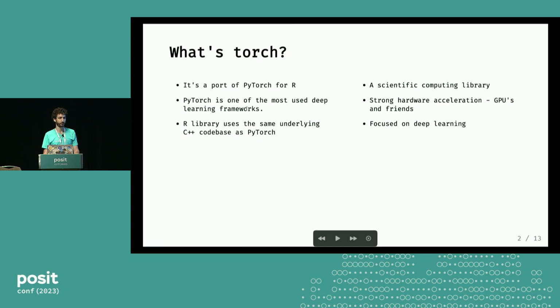So Torch is a port of PyTorch for R, and it's essentially a scientific computing library providing a consistent API for computing on arrays and matrices. But it has strong support for hardware acceleration, so you can run these computations on your GPU to make them much faster. And it also has a built-in automatic differentiation system in the package, so it can be used for statistical and deep learning modeling.